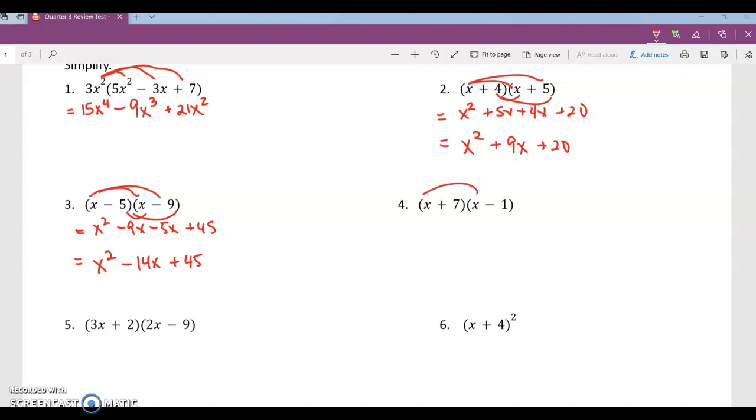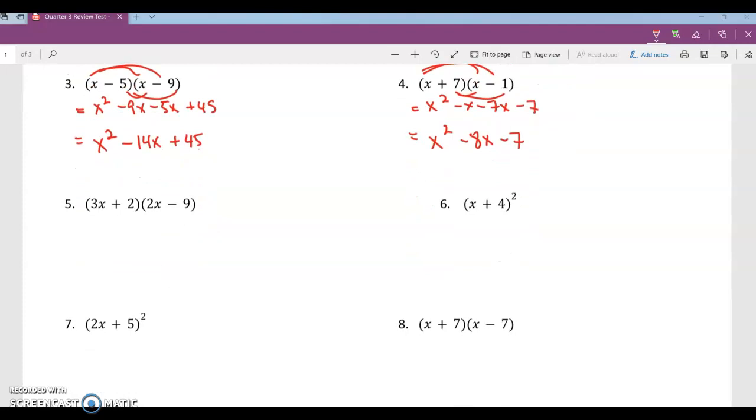More FOIL, first, outer, inner, last. Combine like terms. And I kind of knew where this was going because I could add up the constants 4 and 5. That's going to give me my middle coefficient. Multiply the constants, that will give me my last number.